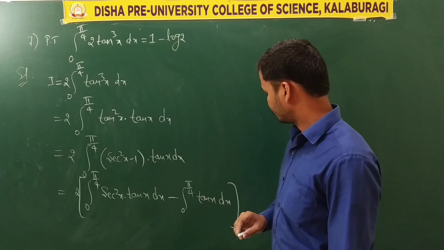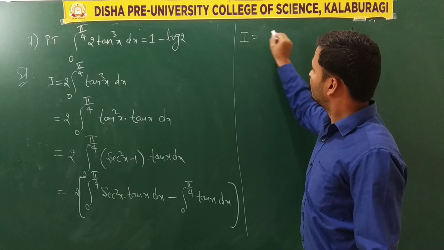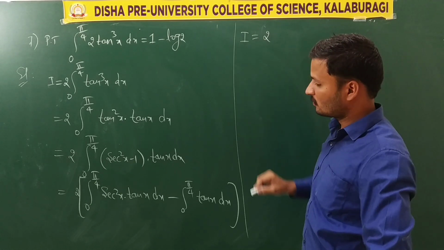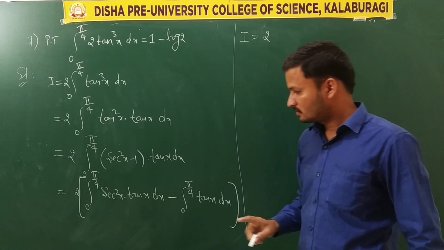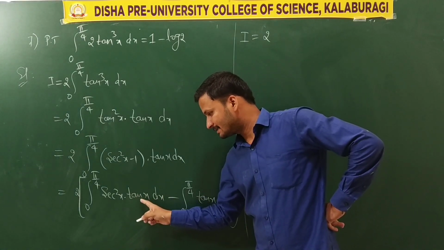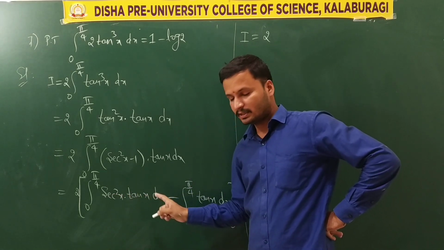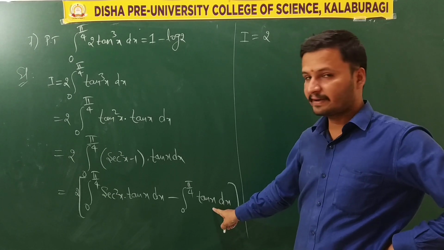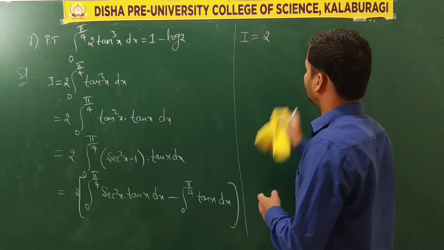Then the integral I is equal to 2 times of. So how to solve this integral? By the substitution method. Put tan x equal to t, then you will get secant square x dx. Here obviously you know the integration of tan x is log of secant x.